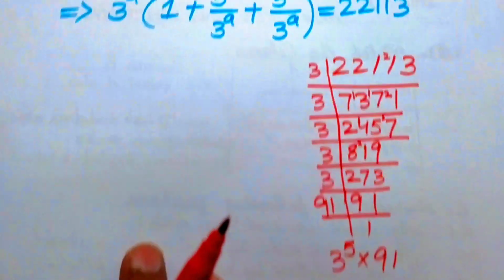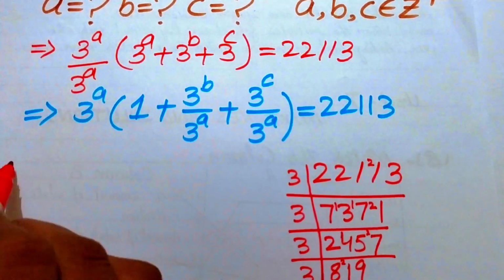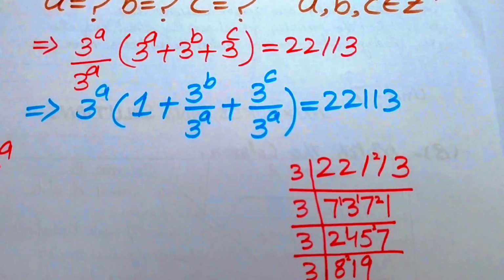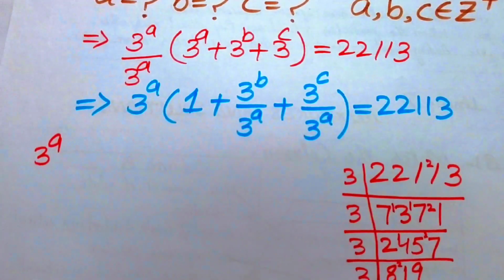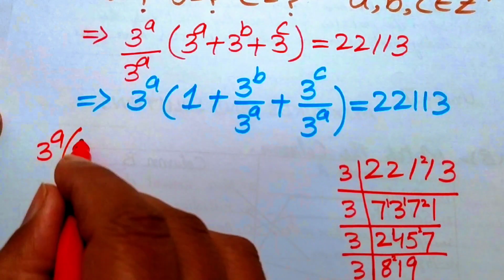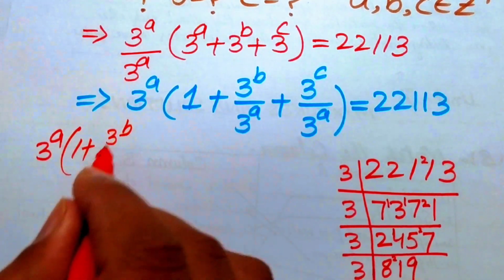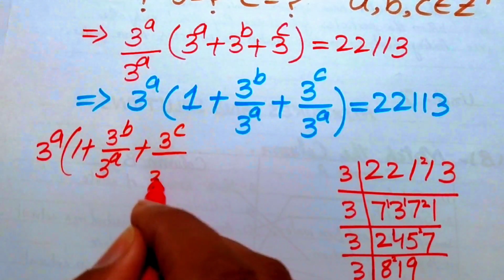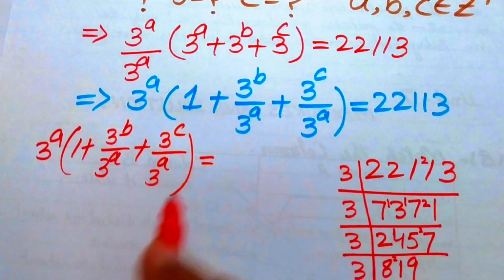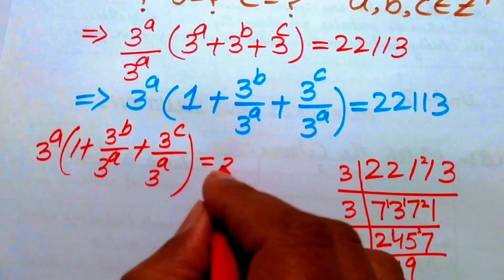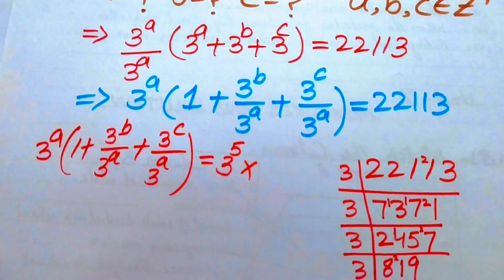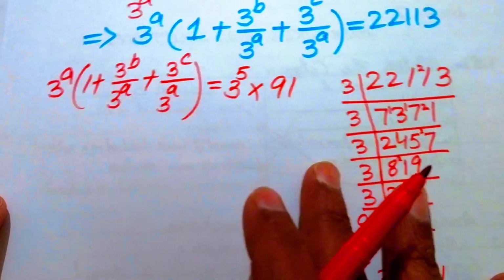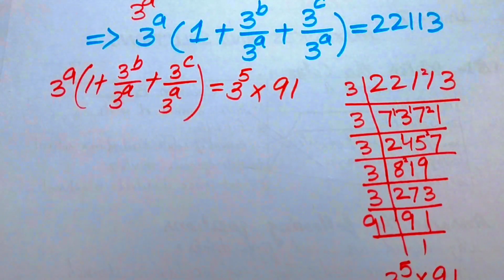So the prime factorization of the right hand side is, we write it here, 3 to the power of a multiplied by 1 plus 3 to the power of b over 3 to the power of a plus 3 to the power of c over 3 to the power of a equals, we write this expression as 3 to the power of 5 multiplied by 91. And now we compare both of the sides.